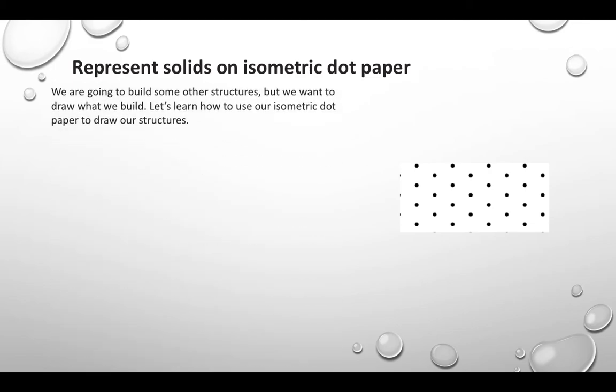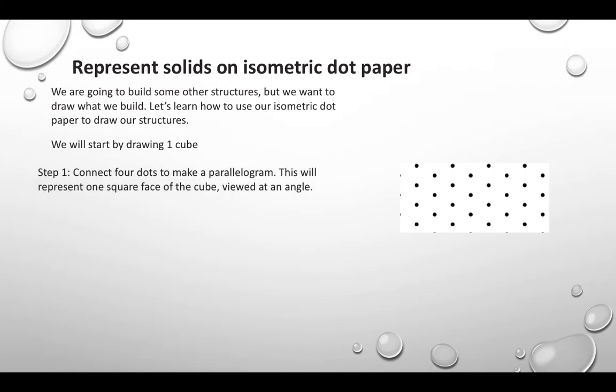So we are going to build some other structures, but we want to draw what we built. So we're going to learn how to use these dots. They're called isometric dots. And we're going to use this paper over here to draw our structures. So we're going to start by drawing 1 cube. So I'm going to go ahead and connect 4 dots to make a parallelogram. And this is going to be one square face of the cube viewed at an angle. So you can see I'm going through and drawing 4 lines to make a parallelogram. And this is now, like I said, representing one square face of the cube.